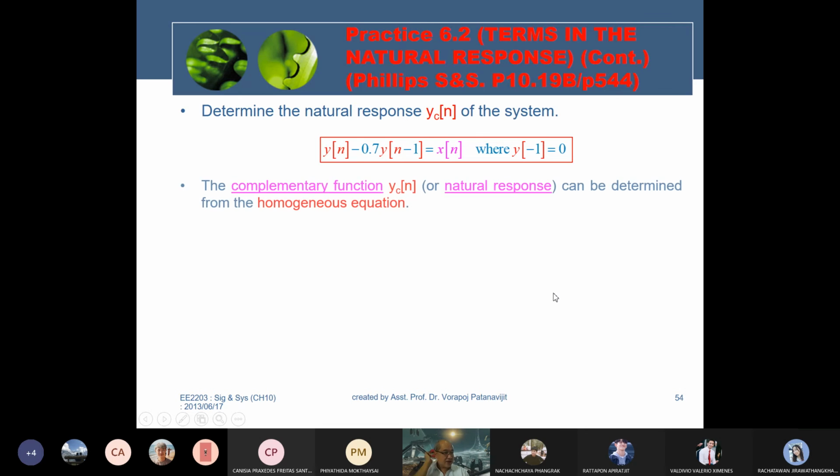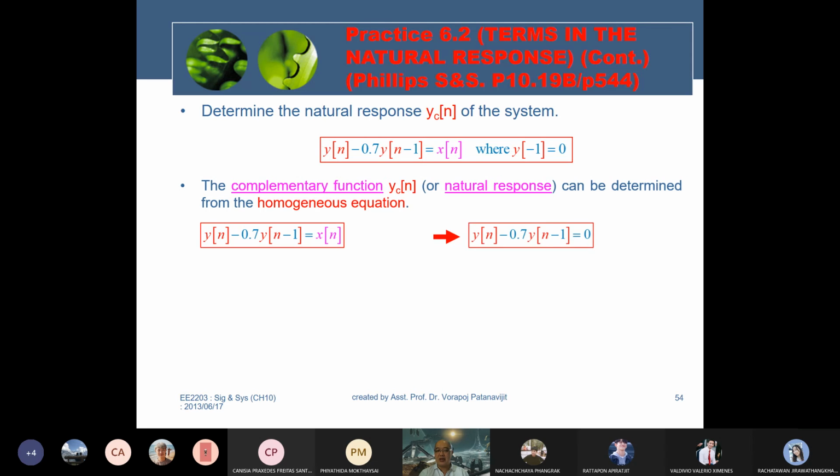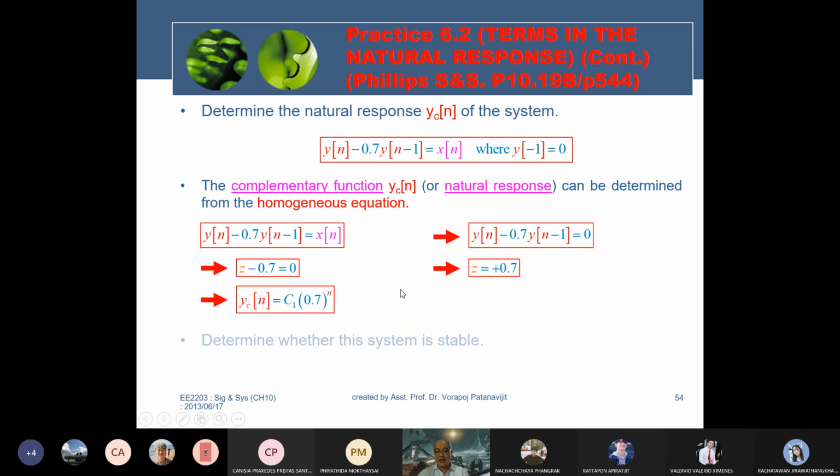Now, we start with the first part. The complementary function, or Yc, or the natural response, can be determined from the homogeneous equation. The homogeneous equation is determined from the difference equation by taking the non-y term, which here is only one, x[n], and setting it to 0. The characteristic equation gives z minus 0.7 equal to 0. Therefore, z equals 0.7. We have a first order system with only one term, so Yc equals C1 times 0.7 to the power n.